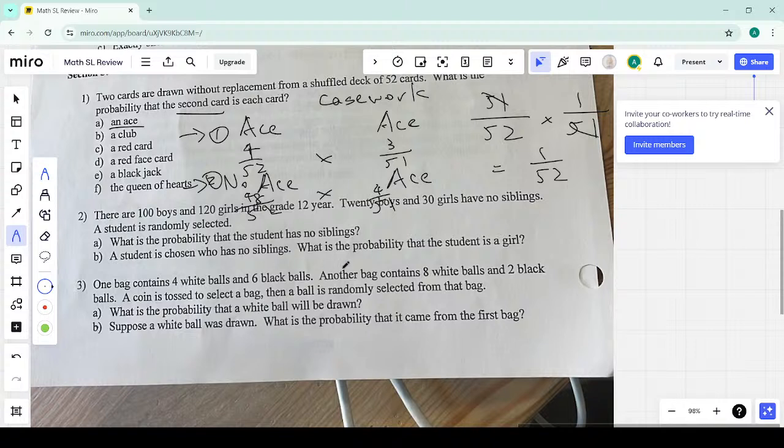All right. There are 100 boys and 120 girls in the grade 12 year. 20 boys and 30 girls have no siblings. A student is randomly selected. What is the probability that the student has no siblings?